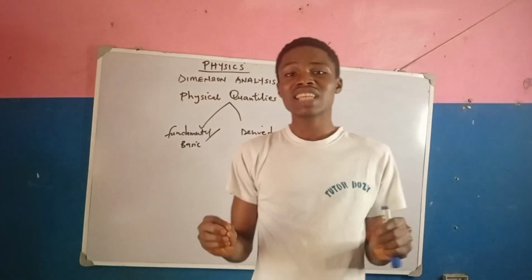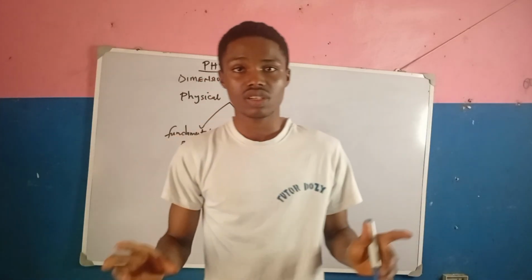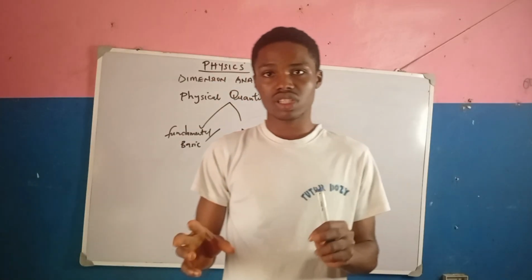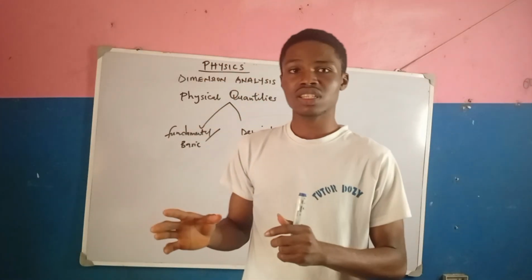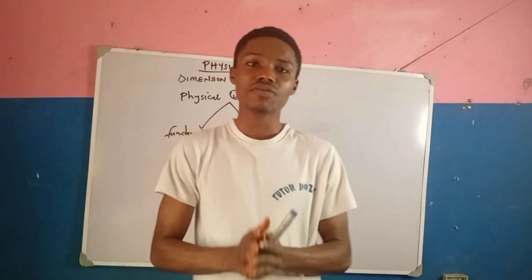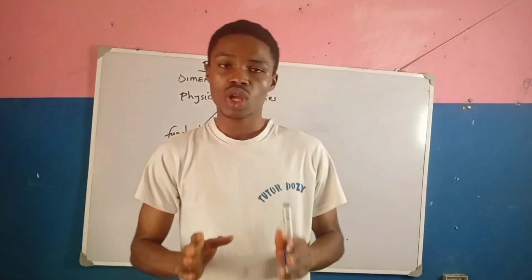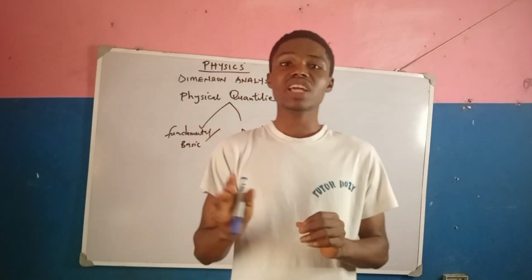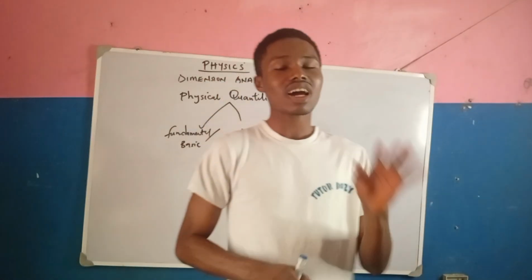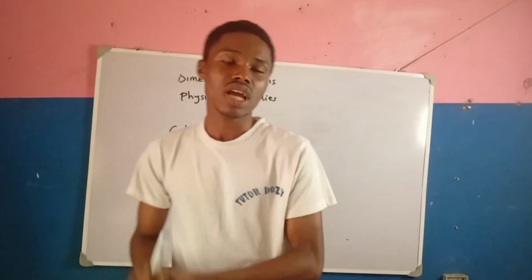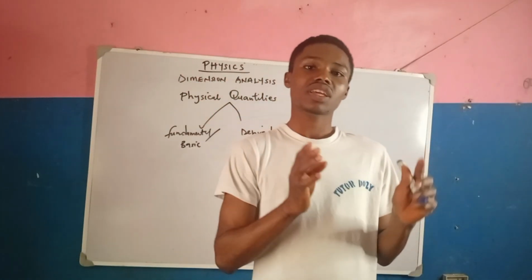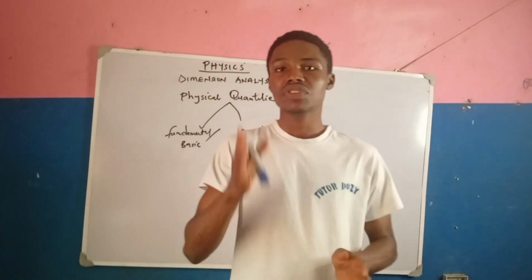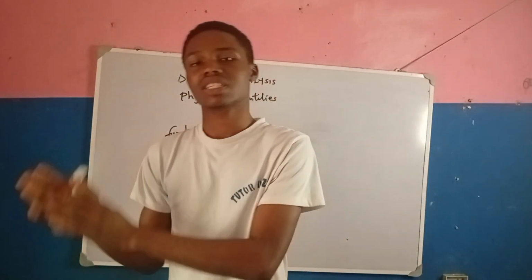Now what about units? Unit is the standard of measuring a quantity. Most of the quantities in physics have their own unit. Under the unit, we have the CGS unit, that is the centimeter, gram and second system. And we also have the KMS unit, that's the kilogram, the meter and the second system.